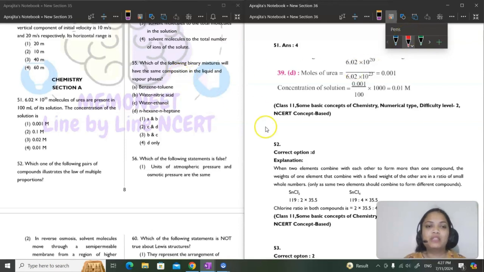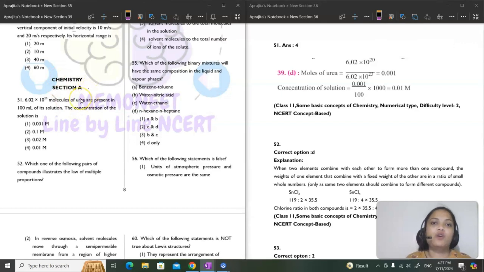In this test, basically all the chapters were covered which have been covered till now in all the tests. I hope it was pretty easy for you to solve these questions because these questions have been solved earlier as well. So the very first question for chemistry, this is your question number 51.